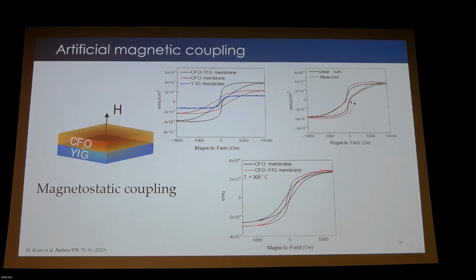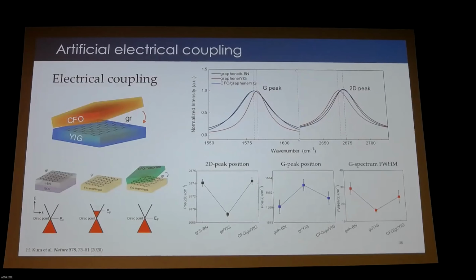We also verified that it wasn't just simple mechanical coupling between these layers. We coupled CFO to YIG and found there is magnetostatic coupling at the interface, and also electrical coupling as well by sandwiching graphene between YIG and CFO. And we tracked the Fermi level of the graphene using Raman techniques by tracking the peak and the full width at half maximum, and found that indeed there is charge transfer from the YIG and CFO membrane to the graphene.